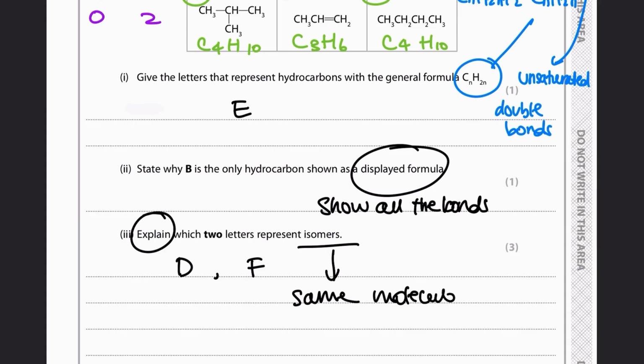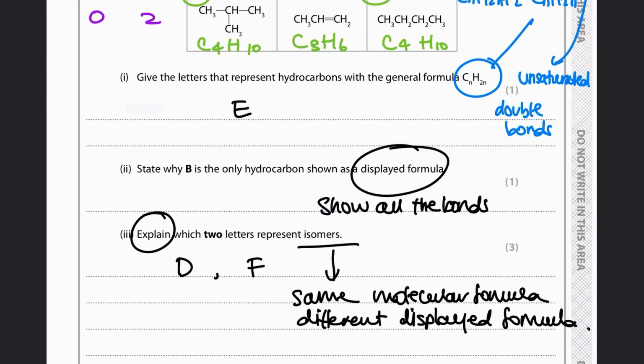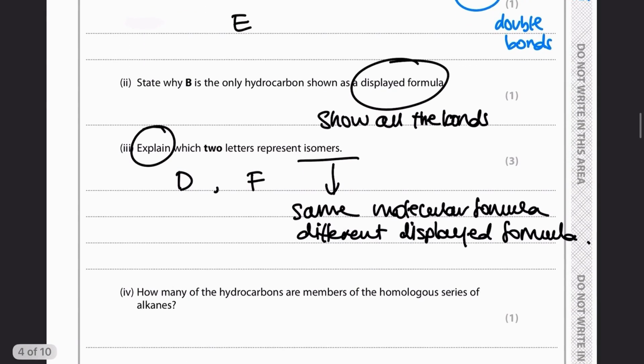Same molecular formula. Different what? Different displayed formula. So just memorize that, and then you've got all 3 marks. And then finally it says, how many of the hydrocarbons are members of the homologous series of alkanes?